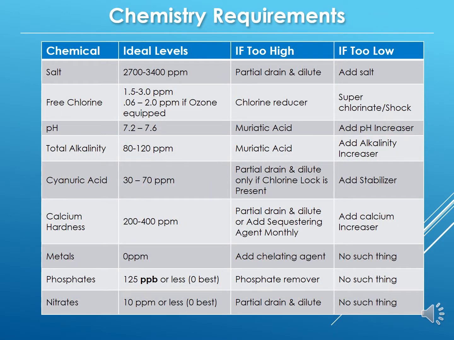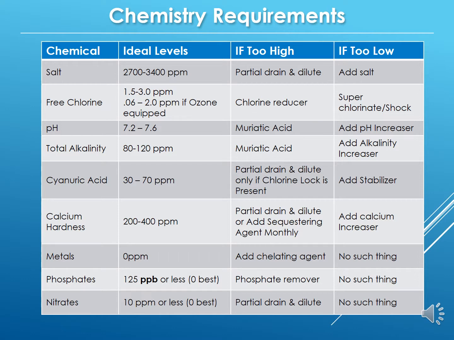This chart shows us the ideal levels of some key factors to good water chemistry. Let's first look at the pH level. It should be between 7.2 and 7.6. If it's too high, you'll use muriatic acid to lower it, and if it's too low, add pH increaser to raise. Total alkalinity should be between 80 and 120. If it's too high, you will also use muriatic acid to lower. If it's too low, add alkalinity increaser to raise.